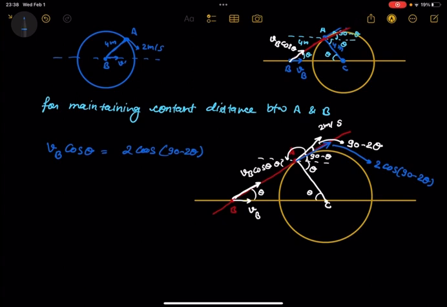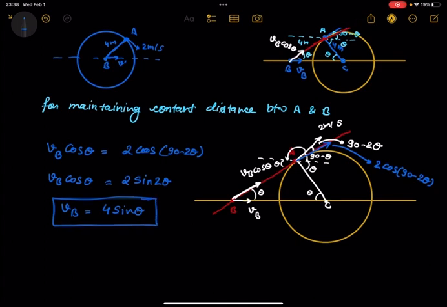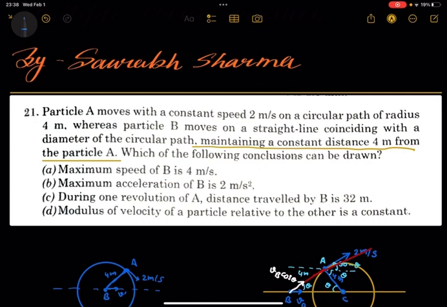Okay. So now you can write cos(90 - 2θ) is nothing but sin 2θ. So VB is equal to 4 sin θ. This is the velocity of B. So the option is saying maximum speed of B.